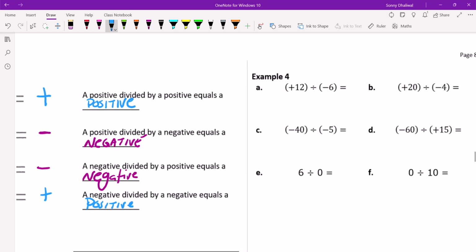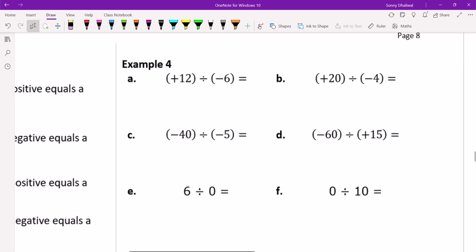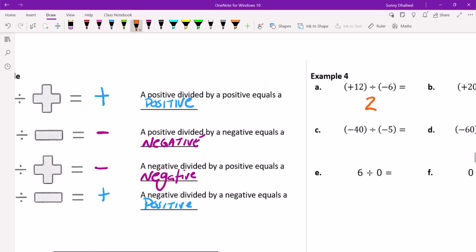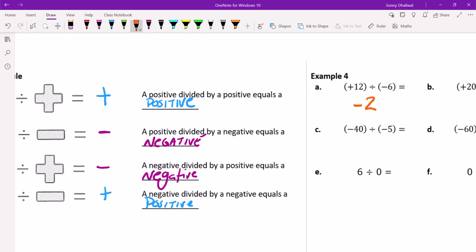So going on to example 4. There's two things you got to pay attention to: dividing the numbers and what the final sign is. Okay. What's 12 divided by 6? 2. -2. And a positive divided by a negative? Negative. It's a negative. Using the signs over there, right? It's a negative.